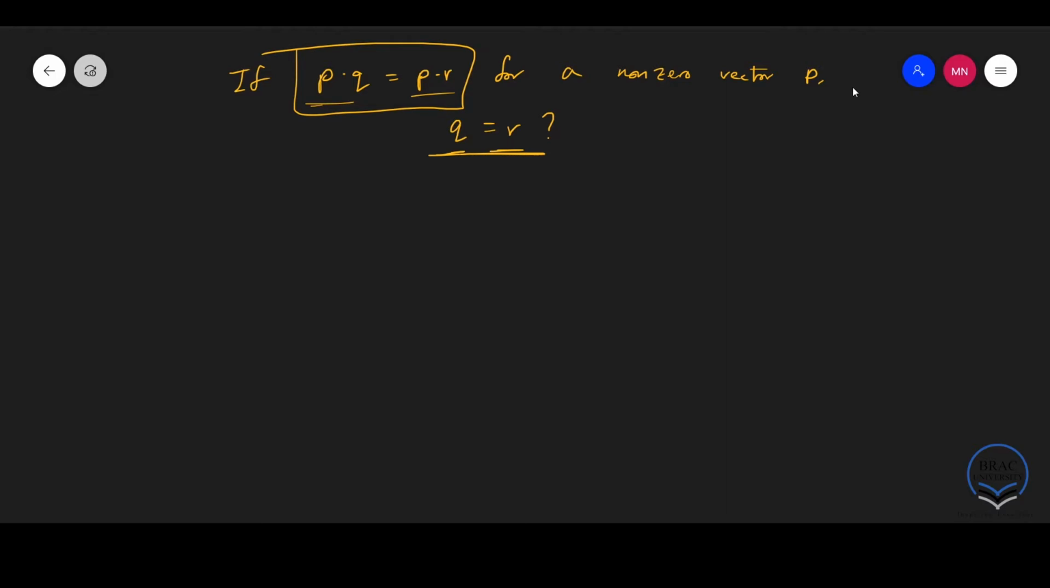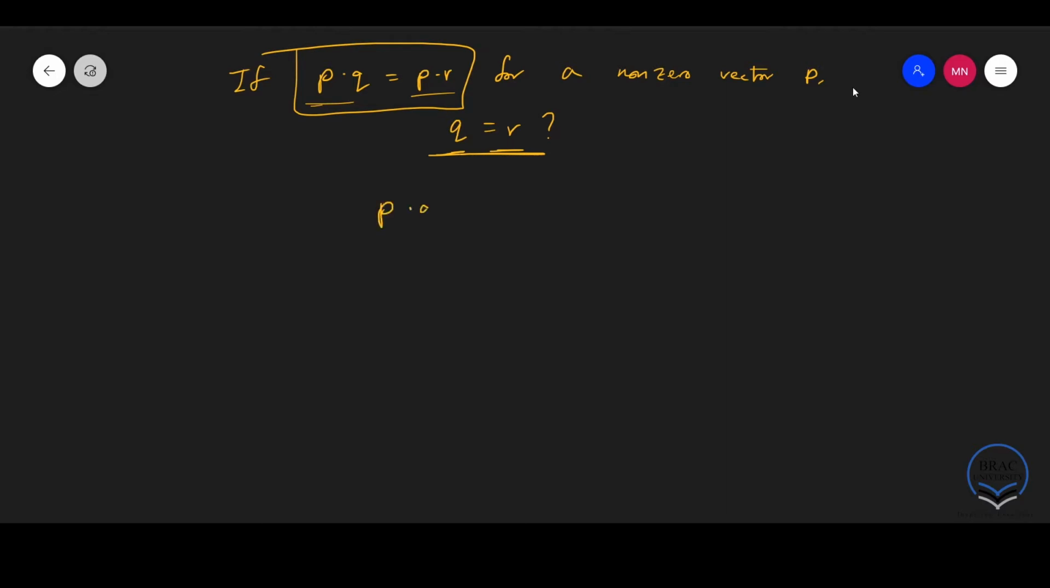Okay, so let's take a look at a particular problem. If P dot Q is equal to P dot R, and this is for some non-zero vector P, then does this mean that Q is equal to R? If P dot Q is equal to P dot R, does this mean that the vectors Q and R must be the same? Well, let's take a look at this and rearrange this first.